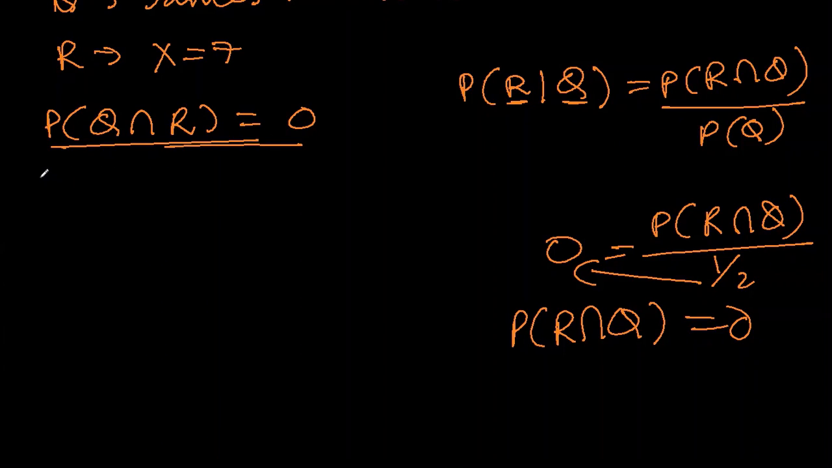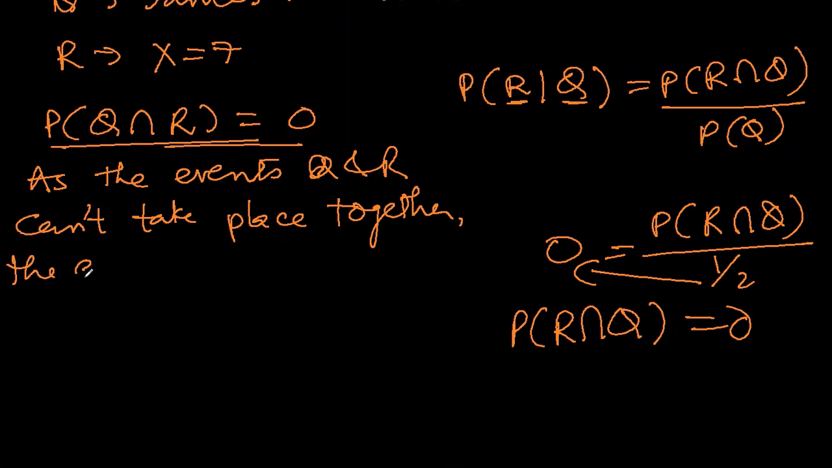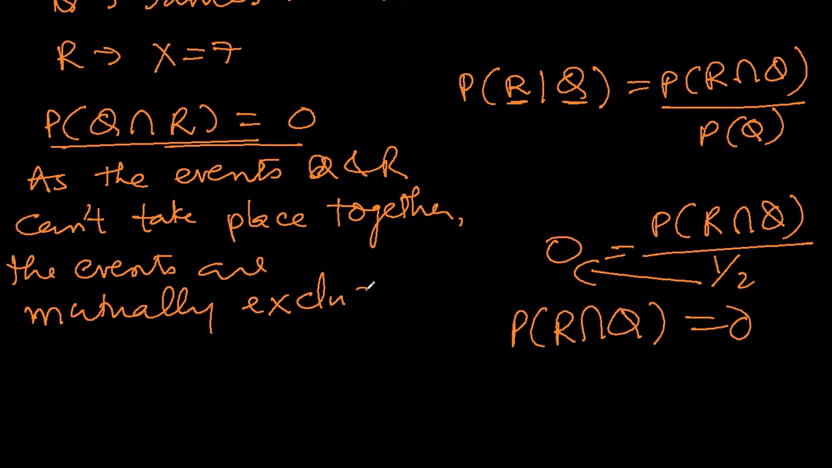So we can say that the events Q and R can't take place together; the events are mutually exclusive because of this.